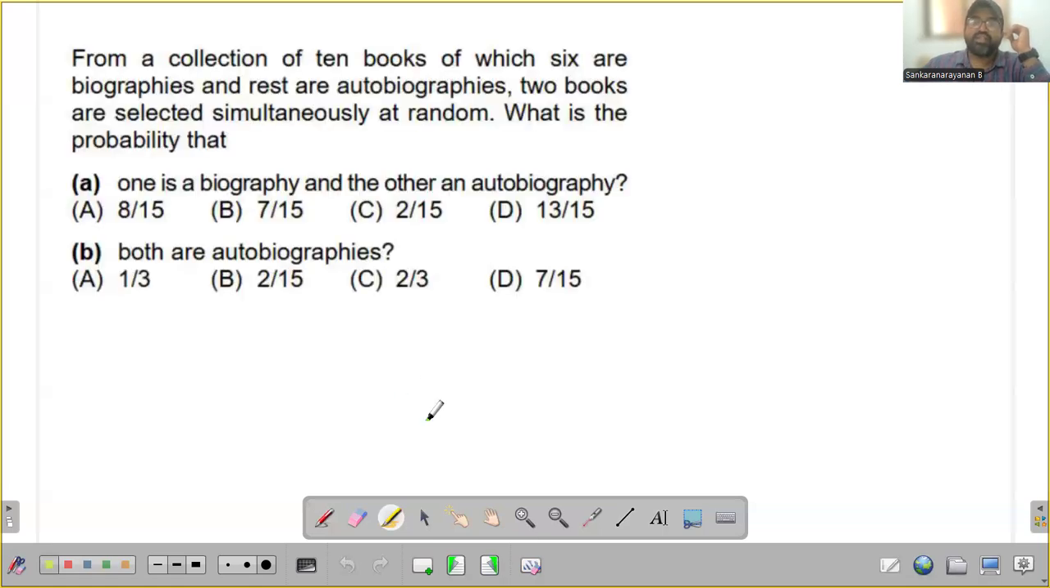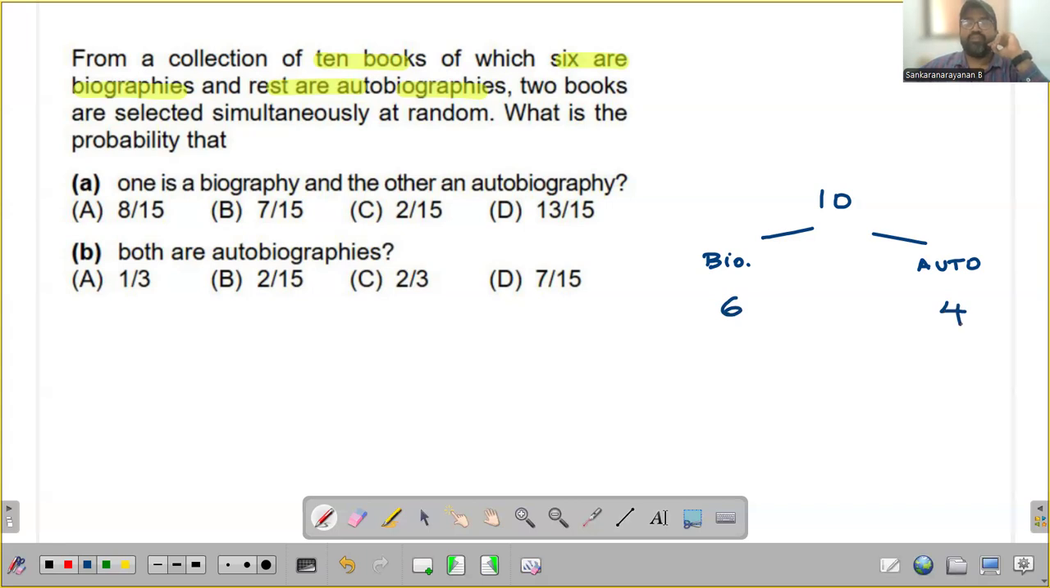So let's now consider the first question here. From a collection of 10 books, out of which 6 are biographies and the rest are autobiographies. So the total number of books is 10. Two categories are there. One is biographies, the other one is autobiographies. It is given that 6 are biographies and the remaining 4 are autobiographies. It is given that 2 books are selected simultaneously at random. The question is, what is the probability that one is a biography and the other is an autobiography? Kindly note the word that is considered here: and.